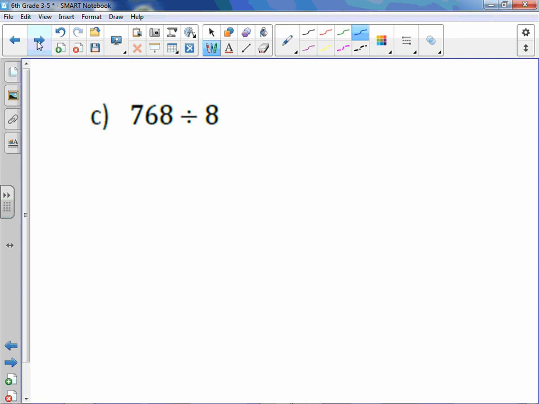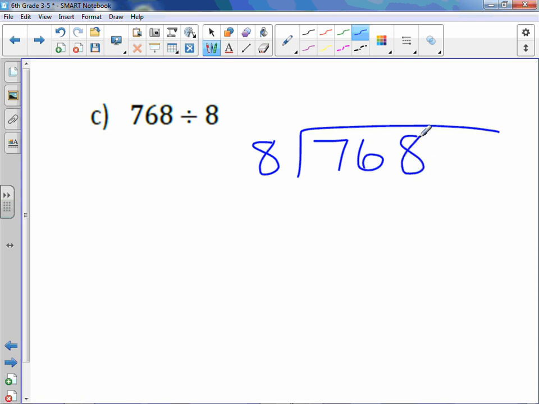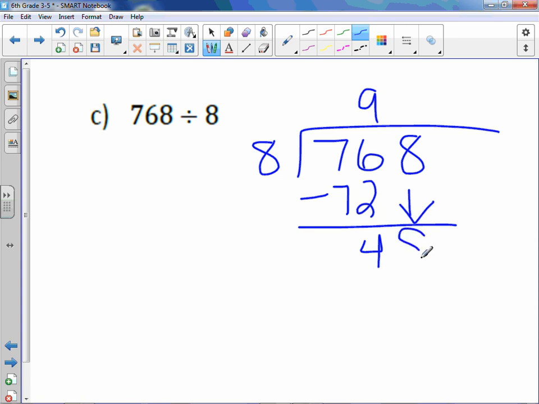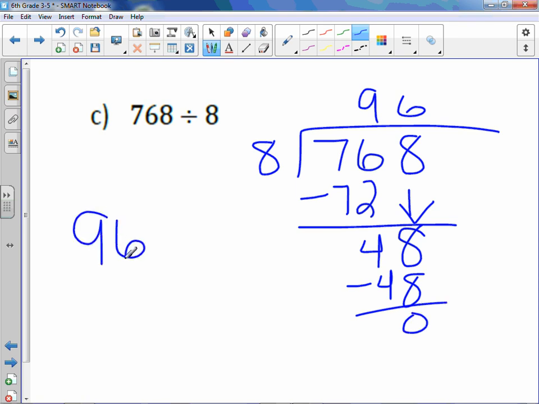Letter C, 768 divided by 8. Again, 768 goes in the box. 8 can't go into 7, but 8 can go into 76 9 times, which is 72. Subtract and get 4. Bring down the 8. 8 into 48 exactly 6 times. Subtract and get 0. Our quotient is 96.